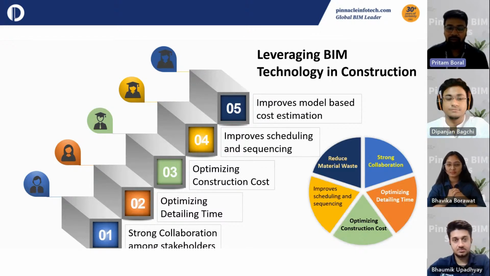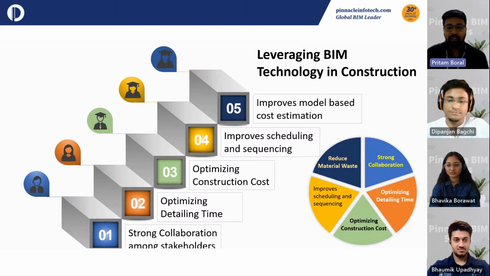BIM can ensure the actual quality. BIM can help us to measure the actual quantity of the material that is required for the whole construction. It helps to fix the accurate budget of any particular project.